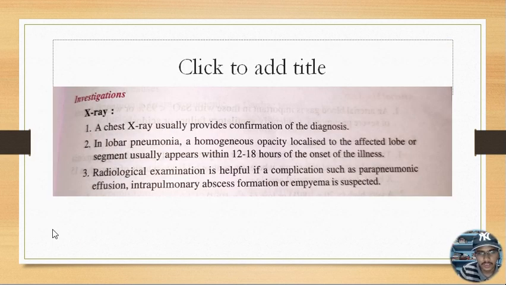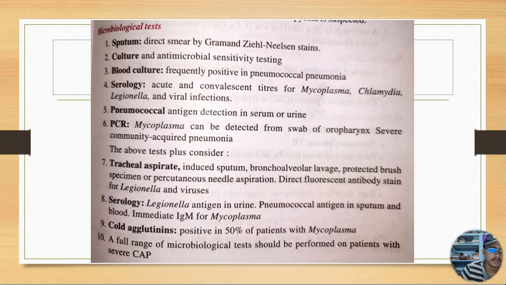Okay, so what are the investigations? First, the X-ray. A chest X-ray usually provides the confirmation of the diagnosis. We have already seen that in lobar pneumonia, a homogeneous opacity, that is the entire lobe opacification, will be present in the affected lobe or segment, usually appearing within 12 to 18 hours of the onset of illness. Radiological examination is also helpful when complications such as parapneumonic effusion, intrapulmonary abscess formation, or empyema are suspected.